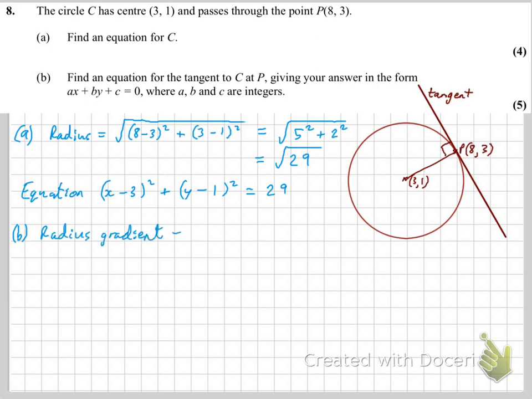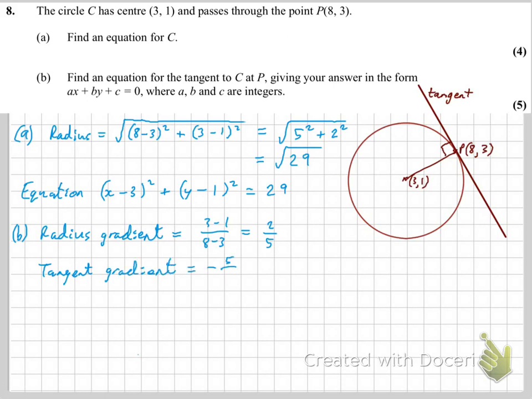Difference between the y coordinates of those 2 points. Subtract the difference between the x coordinates of those 2 points. Divided by. That gives us 2/5. And therefore we can use the fact that the negative reciprocal of that will give us the gradient of the tangent.